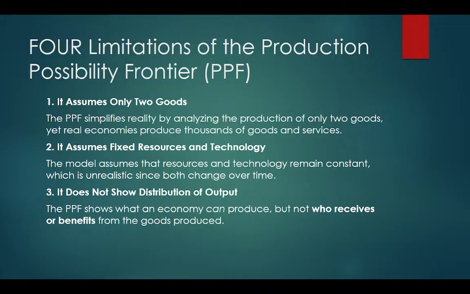So one, it assumes only two goods, because the PPF simplifies reality by analyzing the production of only two goods. Yet real economies produce thousands of goods and services. The PPF curve, as the name suggests, operates on a two-dimensional plane, the X and the Y axis. That only gives you an opportunity to interact with two goods at a particular time. So that becomes its limitation, because in the real world, thousands of goods and services interact at a go.